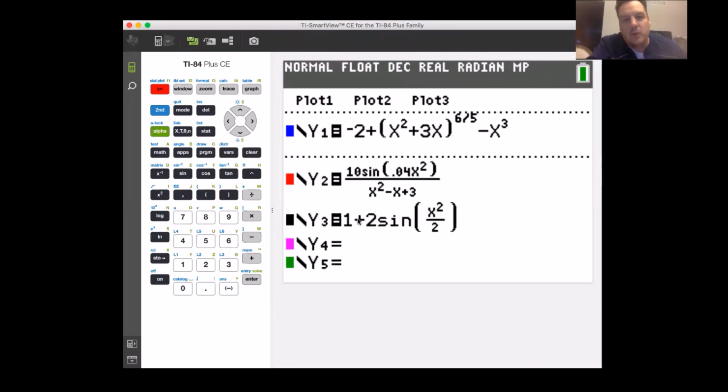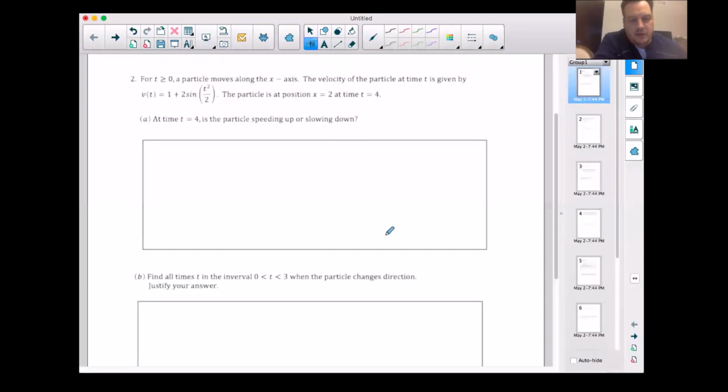So my equation's here in Y3. With that said, I'm going to go back to my screen, and I'm hoping that I stalled long enough so that you could type yours into your screen if you're using your calculator. So the first question is, at time 4, is the particle speeding up or slowing down?